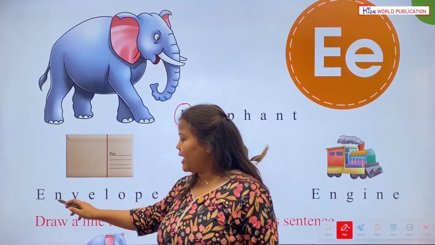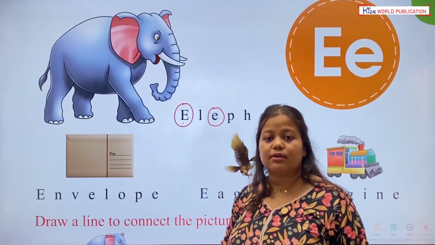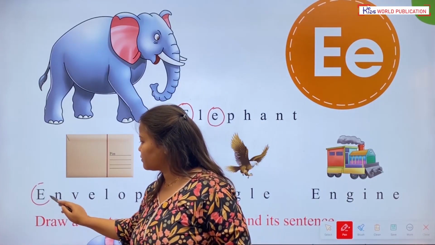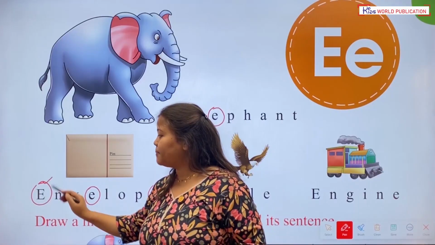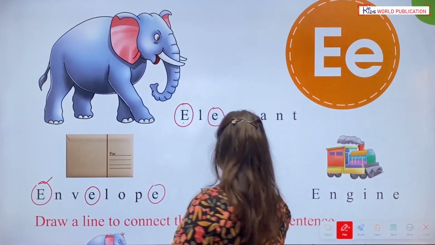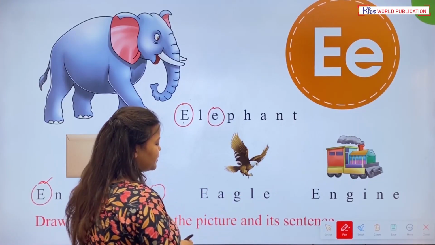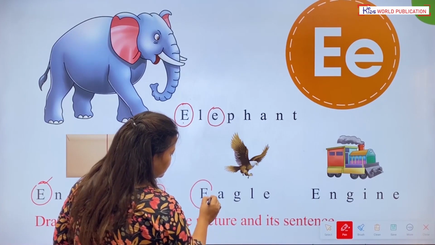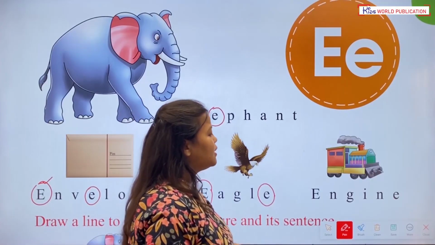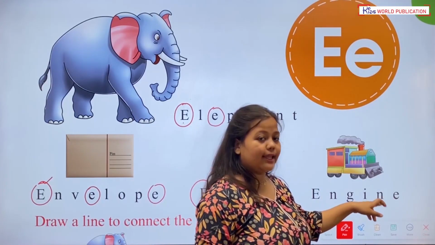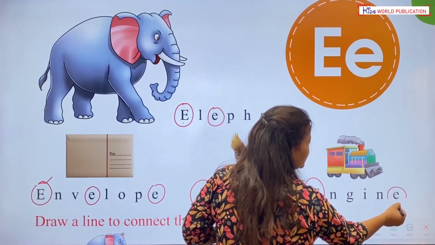Envelope. E-N-V-E-L-O-P-E. So, we will draw the circle around the letter E. Here you can see one capital E and two small e's. Eagle. E-A-G-L-E. So, capital E and small e. Engine. E-N-G-I-N-E. We'll draw the circle around the capital E and small e.